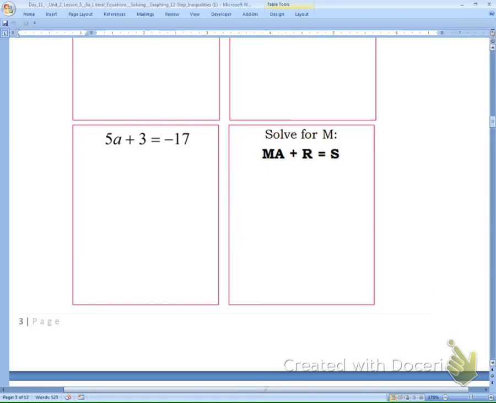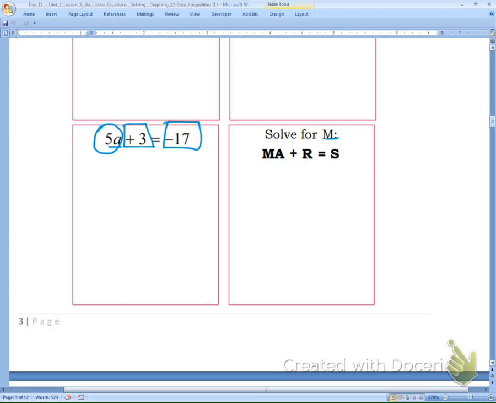Let me show you one more example here. This is another example of two steps because we have a variable term and a constant. What makes it two-step is that our variable has a coefficient. So you have to first remove the constant and then the coefficient if you're trying to solve for A.